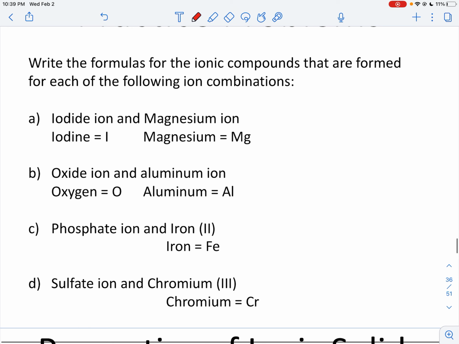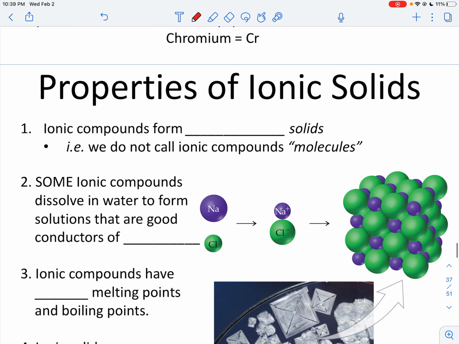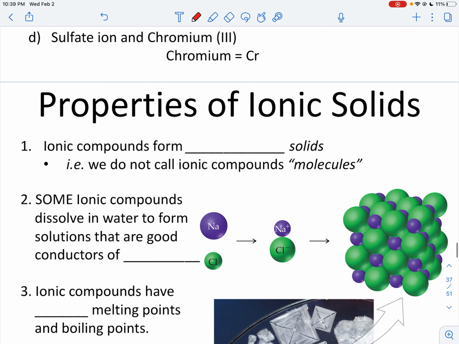This is a lot more practice, so I'm going to skip over this slide because I think already this video is getting lengthy, and I'm going to go to this slide. But it would be great for you to practice this if you want. It's just writing more formulas from ion names, kind of like what we did earlier.